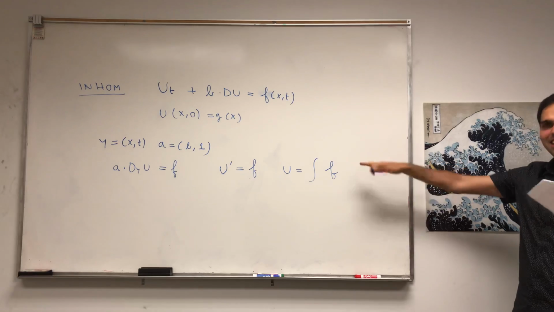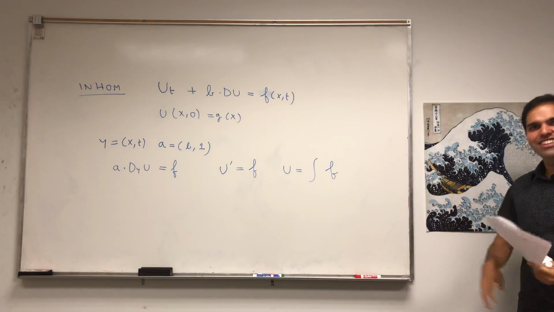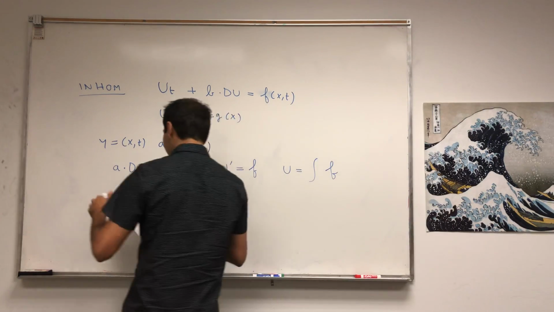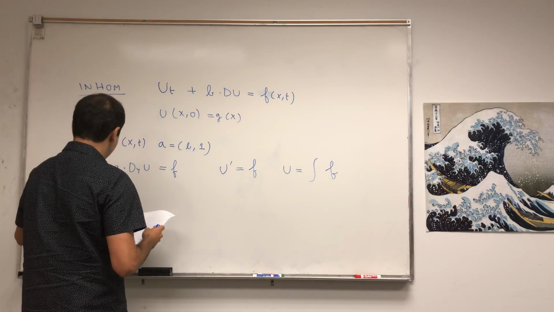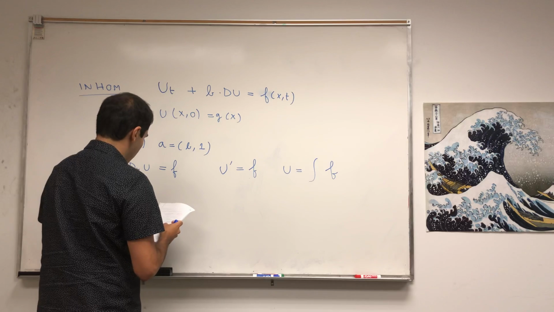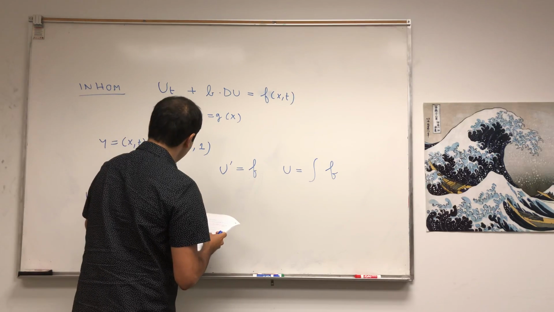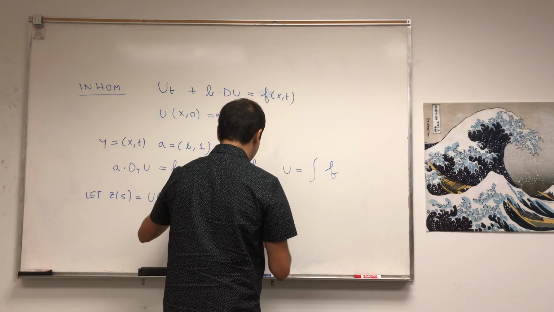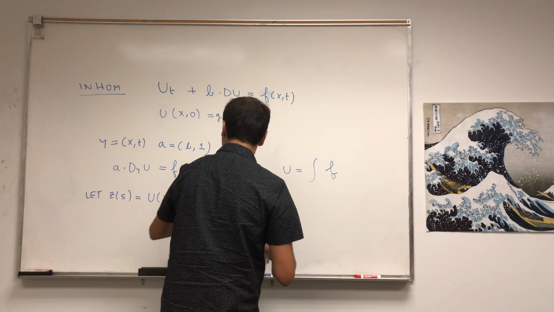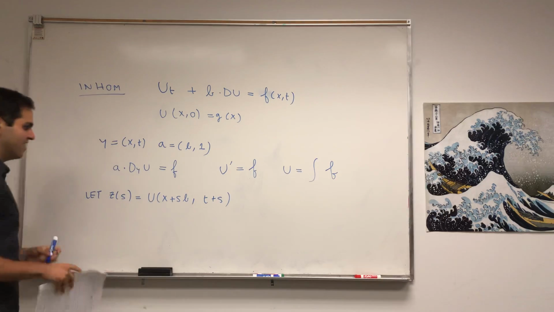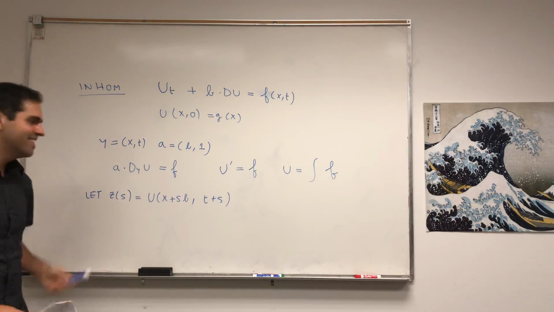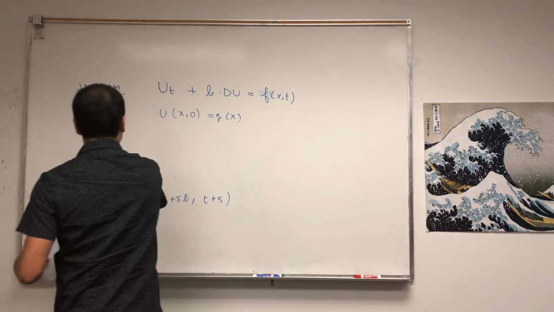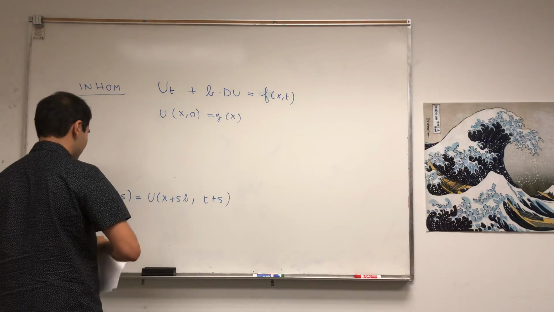But again, this is non-rigorous gibberish. Let's make this rigorous with our function z. So just like before, let z of s be the value of u on that line. So u of x plus sb and t plus s. Shout out to UCSB, okay? All right, and now let's see what z prime is.